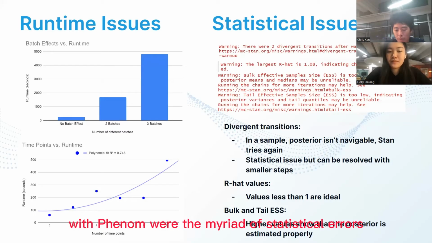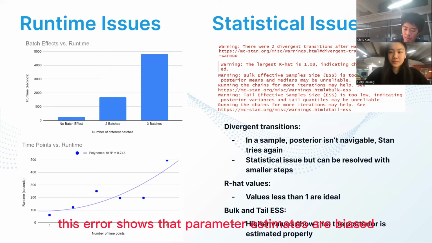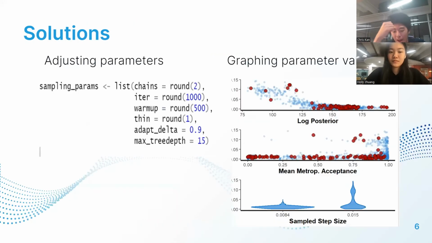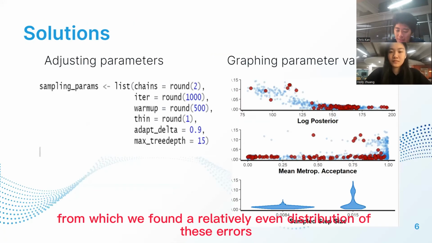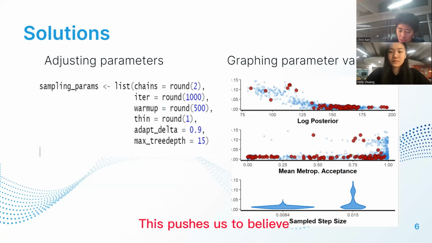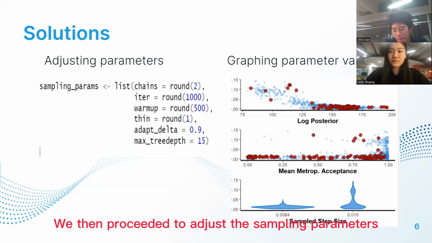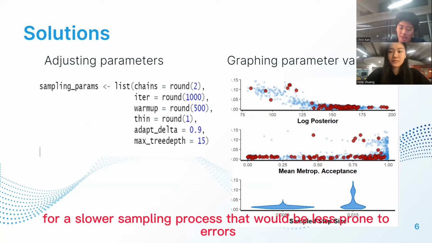Another issue we found with phenom were the myriad of statistical errors that plagued the sampling. The biggest of these errors were the divergent transitions. Essentially, this error shows that parameter estimates are biased. The other errors include the high R-hat values and the low effective sample size, which all indicate issues with the sample. To find solutions to these errors, we graphed some of the major parameters, from which we found a relatively even distribution of these errors. This pushes us to believe that it could be more of a sampling issue rather than phenom's model itself having an issue. We then proceeded to adjust the sampling parameters for a slower sampling process that would be less prone to errors.